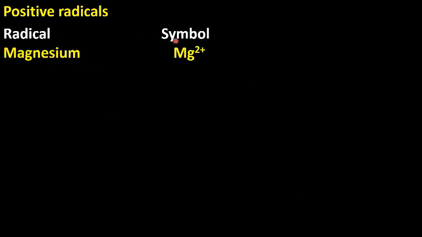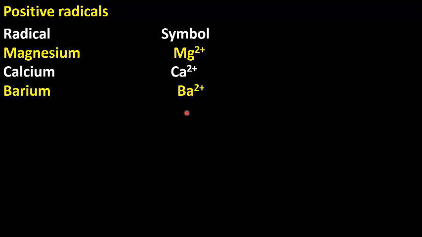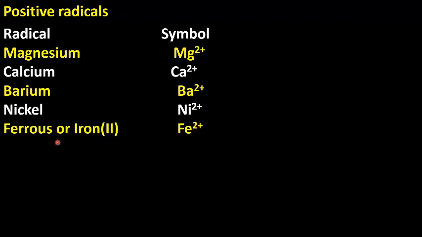Now let us discuss more positive radicals. Radical and symbol. Now this is magnesium Mg2+. It is a dipositive radical. All these radicals have 2 units of positive charge. Dipositive radicals. Calcium Ca2+ with 2 units of positive charge. Barium Ba2+. Nickel Ni2+. Ferrous or iron 2, Fe2+. Here ferrous has 2 units of positive charge. So ferrous iron is also referred to as iron with Roman 2 in brackets.